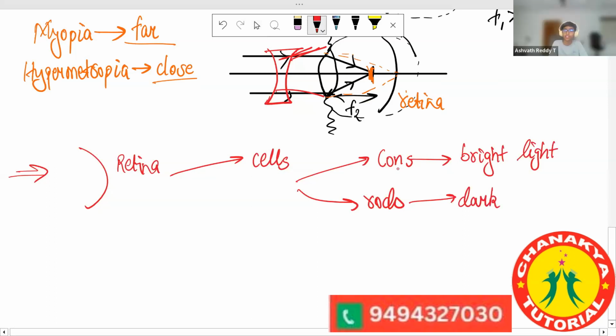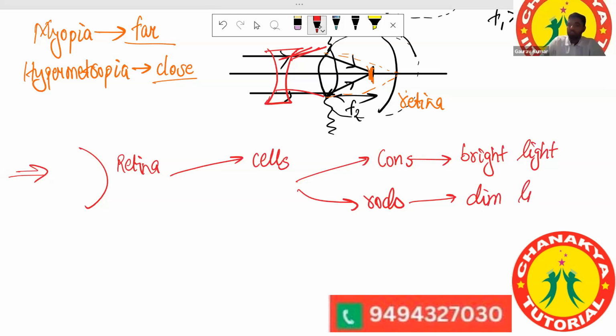They detect color, sir. Cones detect color, and rods detect black and white, I think. Fine. So there are two types of cells inside the retina. There are cones, there are rods. Let me show you, this is the first time I have seen the image of cones and rods.